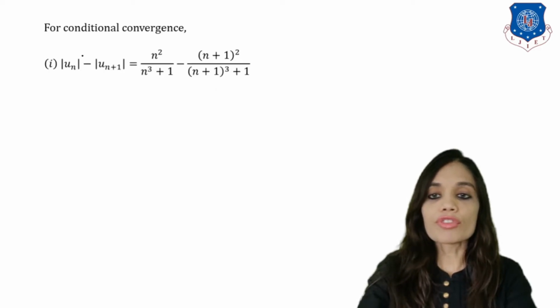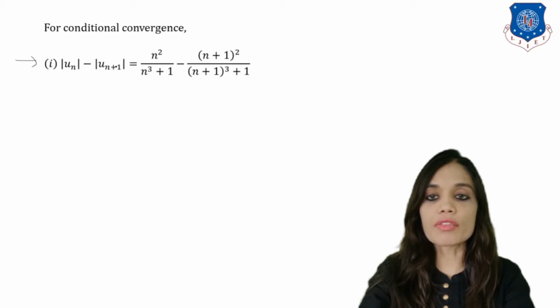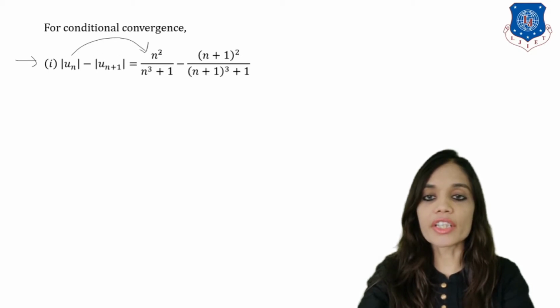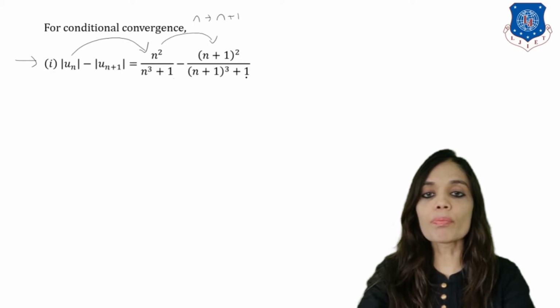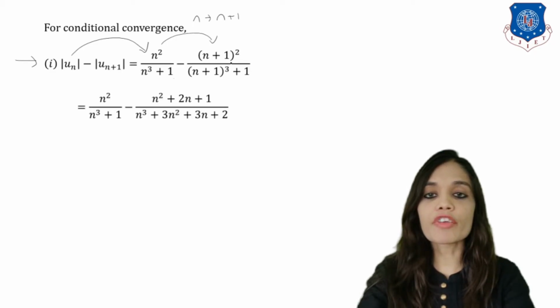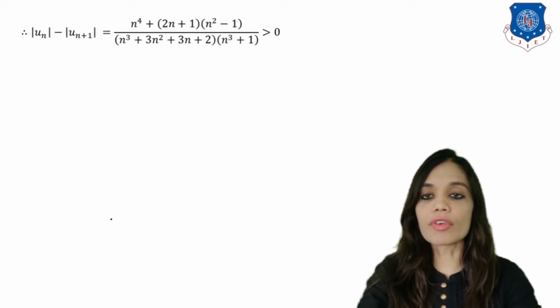So now we will apply the Leibniz test. In order to apply the Leibniz test, the first condition is we have to find |un| minus |un+1|. So we know the answer of |un|, that is n² upon n³ + 1. Right? Now replace n by n + 1. So you will get (n + 1)² upon (n + 1)³ + 1. Now we will simplify this by opening the brackets. We now take LCM and simplify. So the final answer will be equal to what?